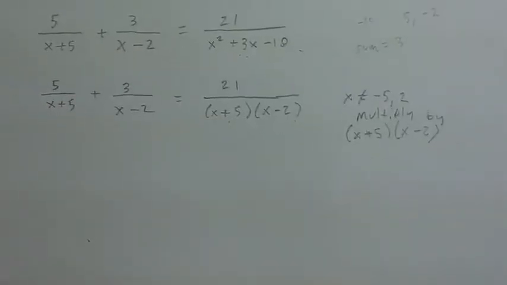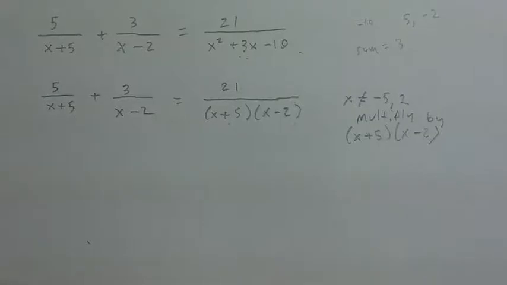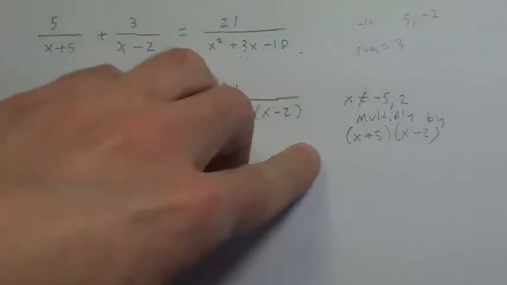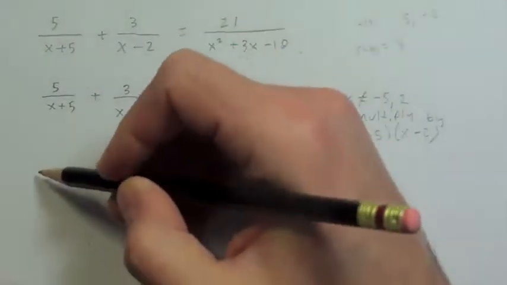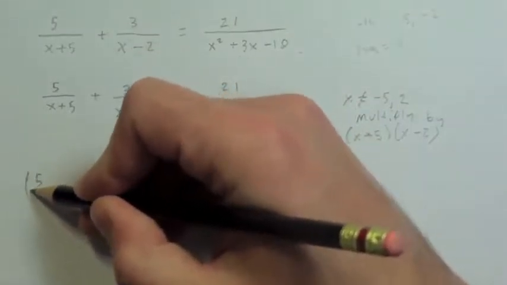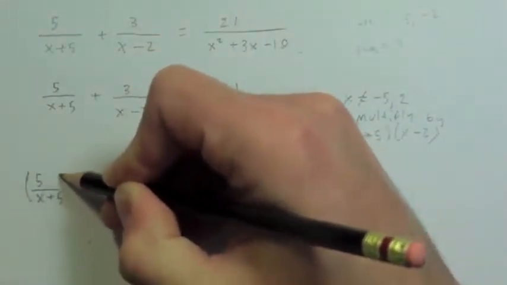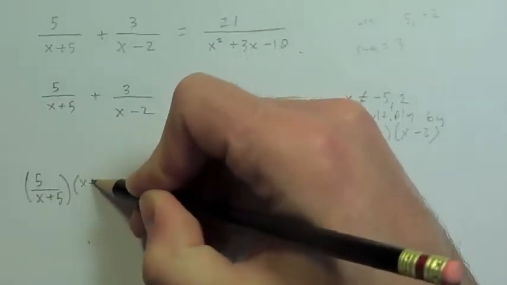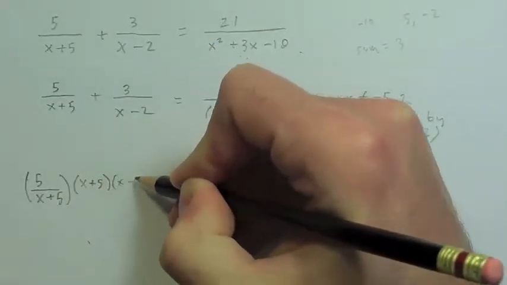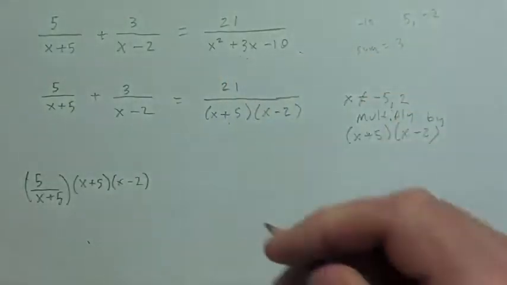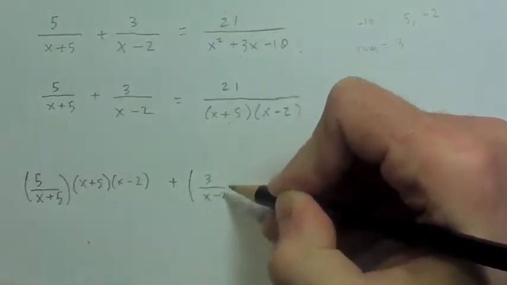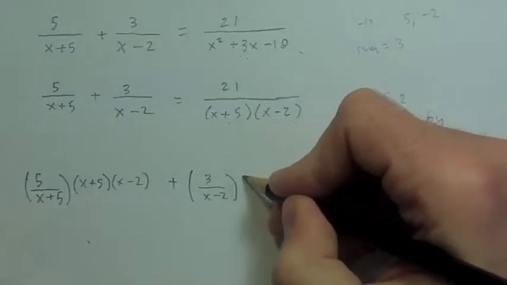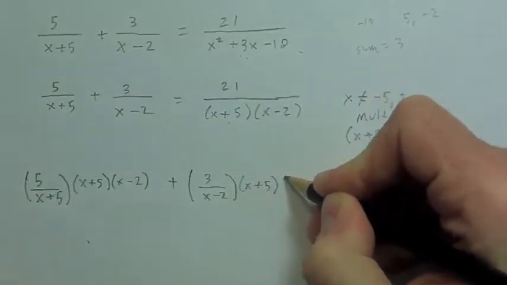Okay? Let's see if we can get this to focus. Okay. So, let's multiply everything by this. Alright, so I'm going to put things in parentheses, and we might need a bit of room, but I'm going to take 5 over x plus 5 and multiply it by an x plus 5 times an x minus 2. Okay, I'm going to take this 3 over x minus 2 and multiply it by an x plus 5 times an x minus 2.